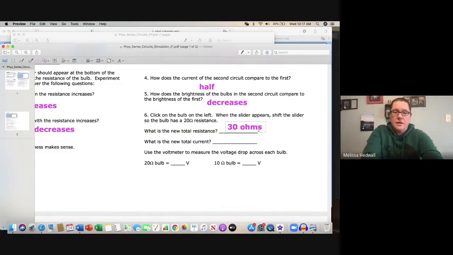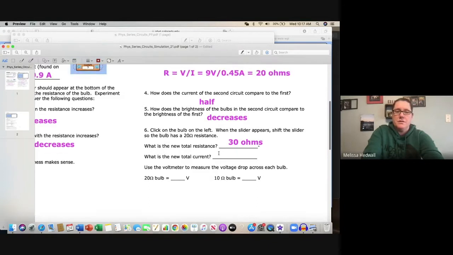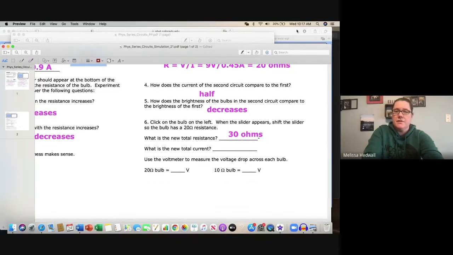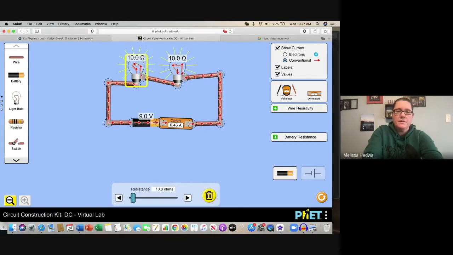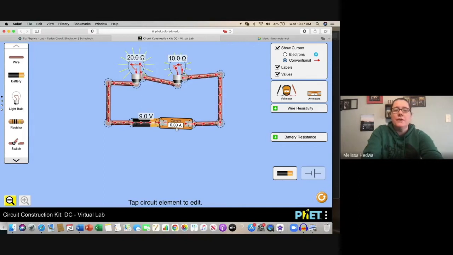And then what's the new total current? And then we'll use the voltmeter to measure the voltage drop across each bulb. So let's go back to what we have here. We're going to get the slider, go up to 20 ohms. So our new total resistance is adding up the 20 and the 10. Our new current is 0.3 amps. So we were at 0.45 amps, now we're at 0.3 amps.